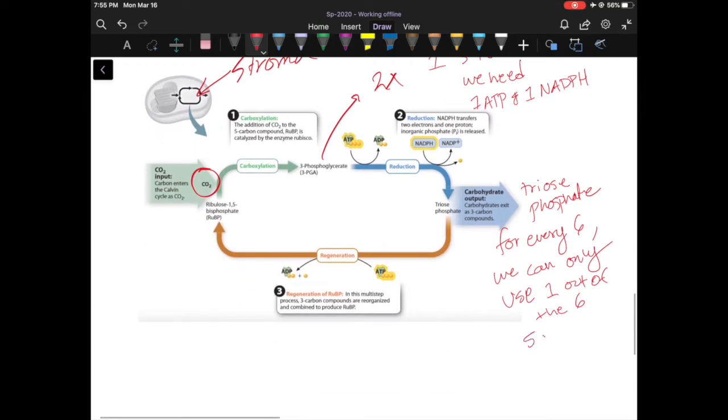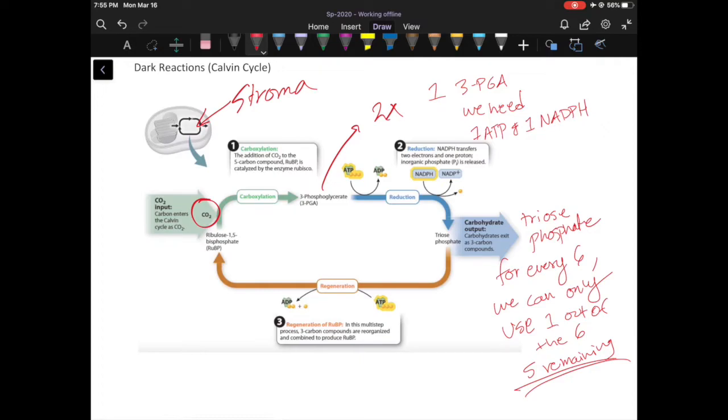And so that leaves us with 5 remaining. Okay, so what's the reason for that? Well, basically, that's what we're going to talk about in our third step.